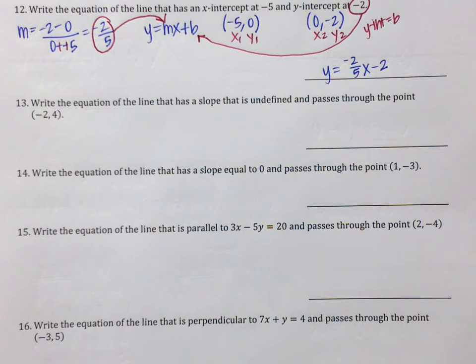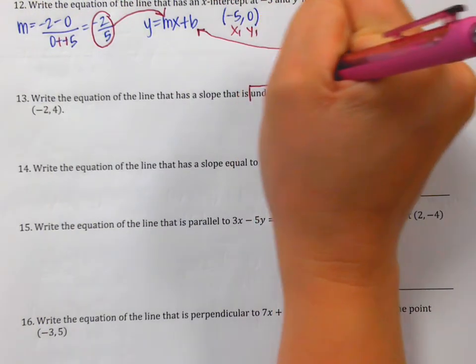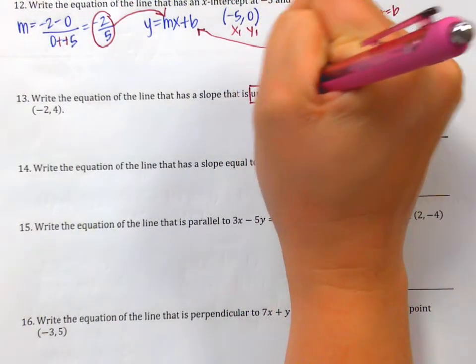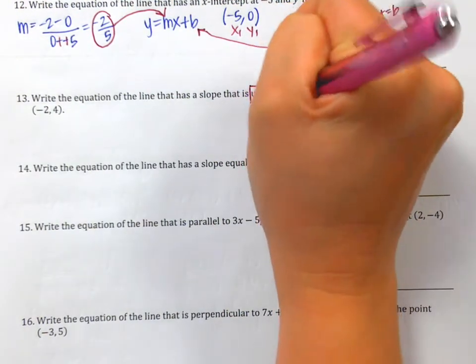Okay, number 13, write the equation of the line that has a slope that is undefined and passes through the point -2, 4. Super important. One of those words that's super important to me is undefined. That tells me I'm thinking about VEX.